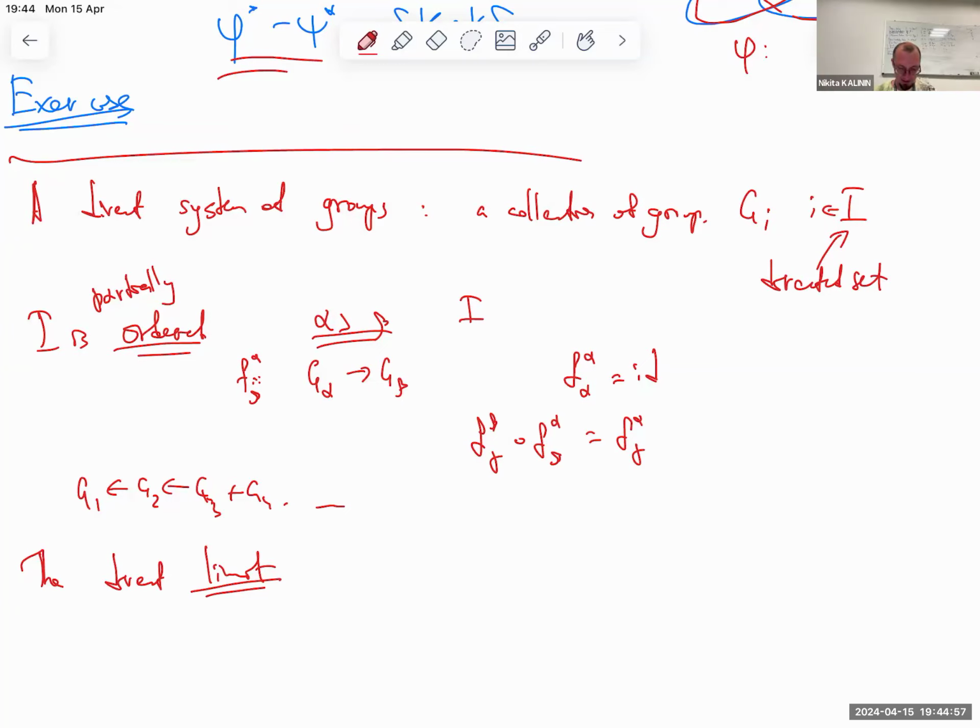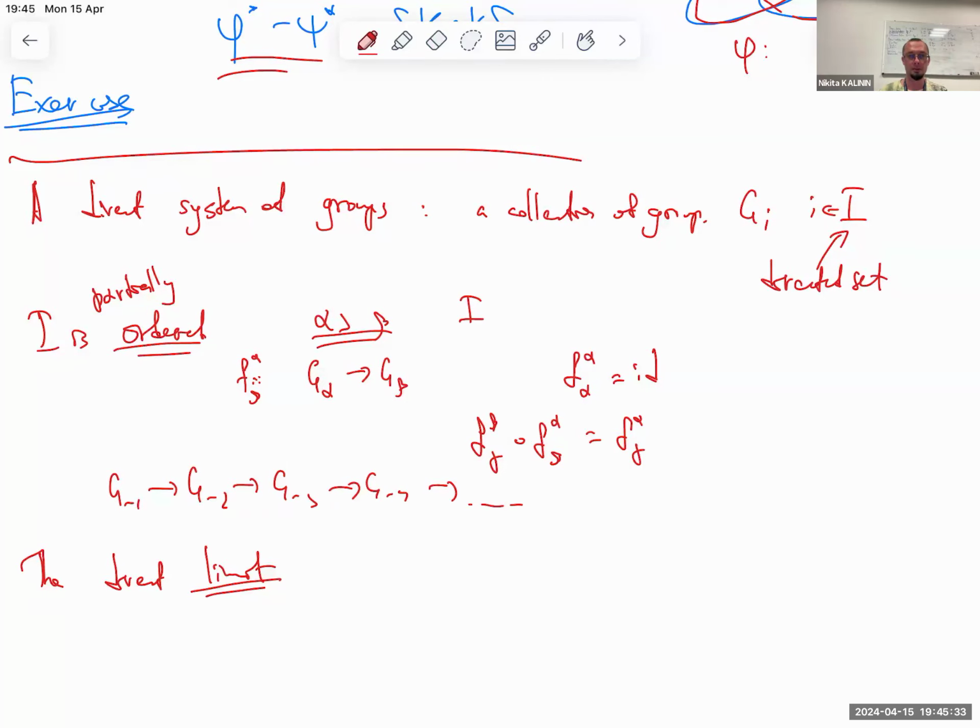So let's see. Well, I mean, I can write it like that. I can write it like G minus 1, G minus 2, G minus 3, G minus 4. And so far there is no difference. I mean, I can just reverse the order. So how I define the direct limit is defined as follows.